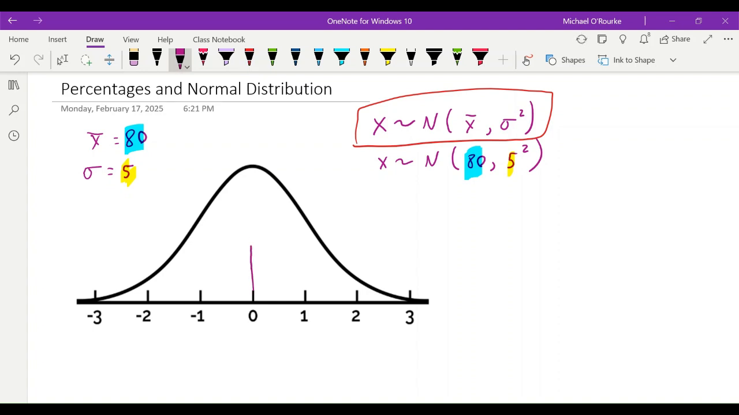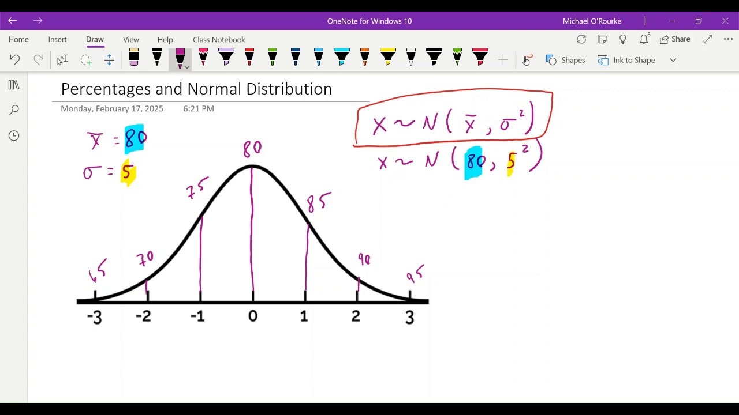Okay. So if we remember, the mean happens in the middle. So that's 80. And we're going to plus and minus the standard deviation all the way across here. So here's 85. Here is 90. Here's 95. Then we're going to subtract on this side. 75, 70, and 65. Okay? So that's how we set up a normal distribution with standard deviation and a mean.